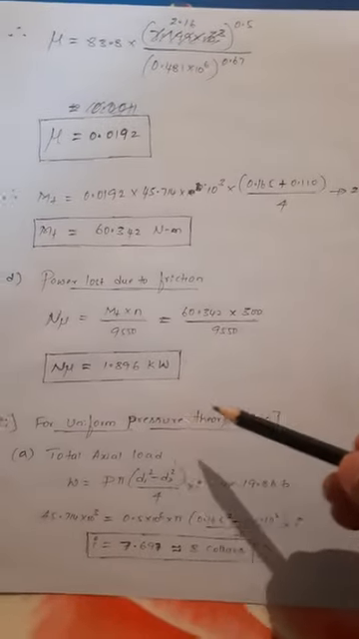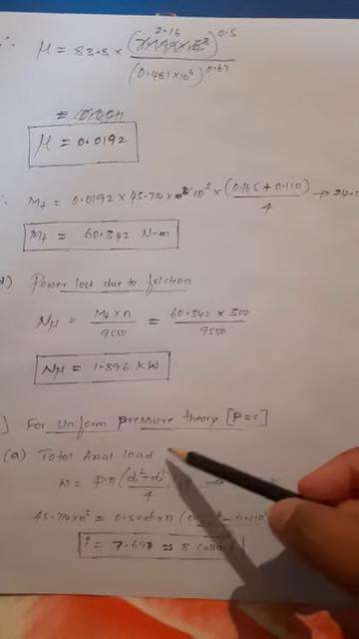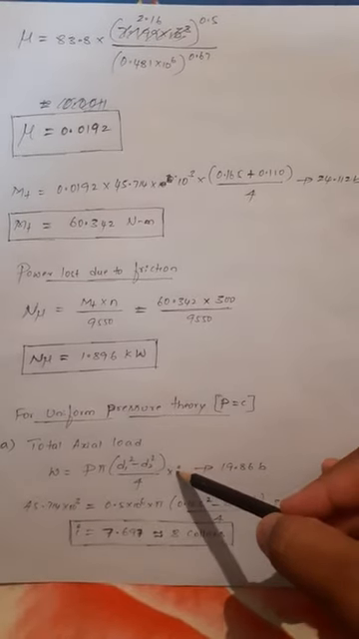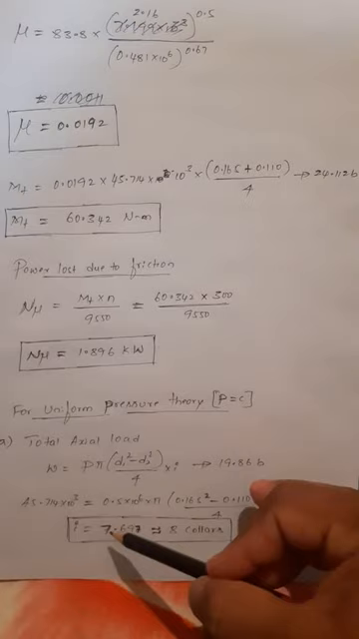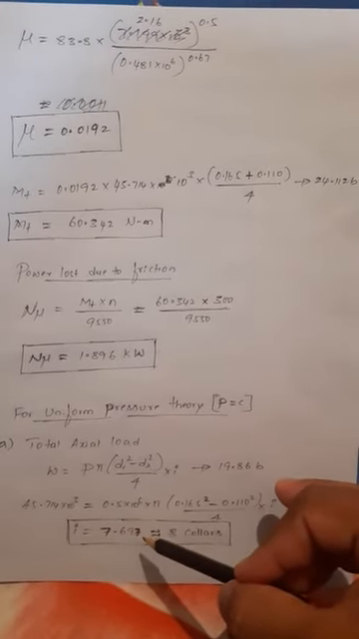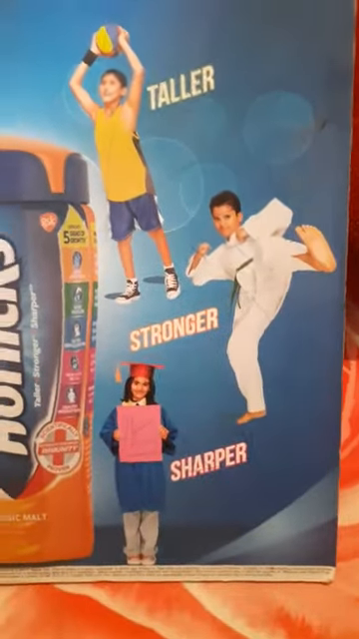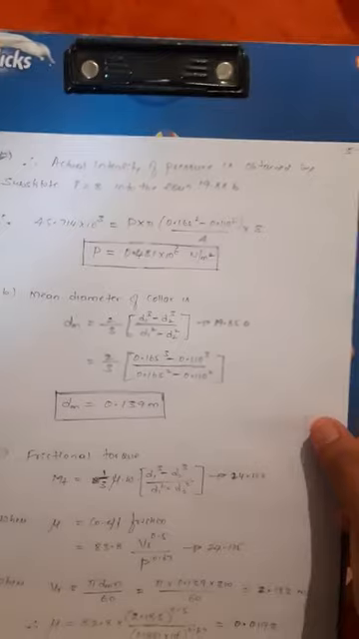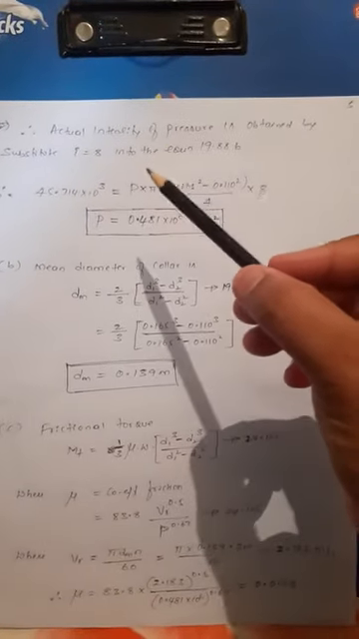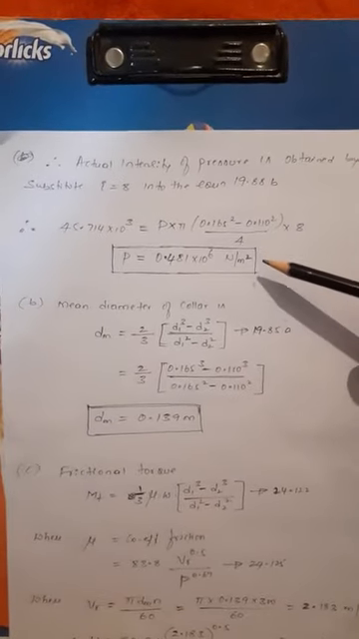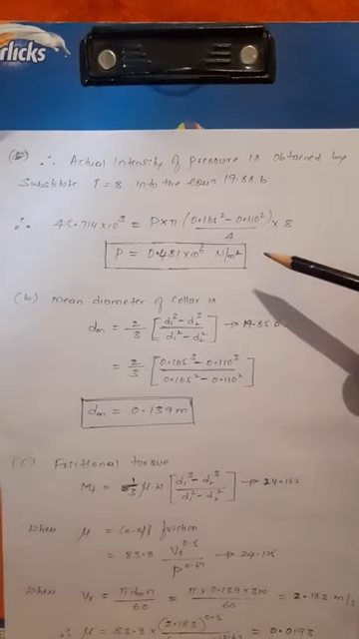Similarly, we go for uniform pressure theory. When pressure remains constant, for the total axial load we use equation 19.86b. Again you calculate the number of collars for uniform pressure theory. Then you'll get I is equal to 7.9697, rounded off to 8 collars. Next, the actual intensity of pressure is obtained by substituting I equal to 8 into equation number 19.88b. Now we'll get the P value. The P value is also 0.481 into 10 raised to the power 6 Newton per meter square.